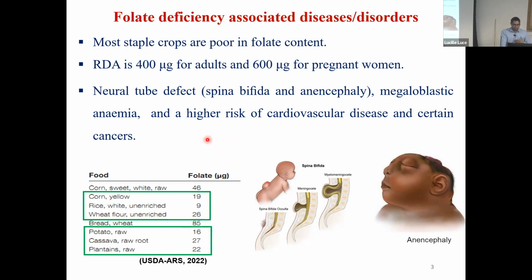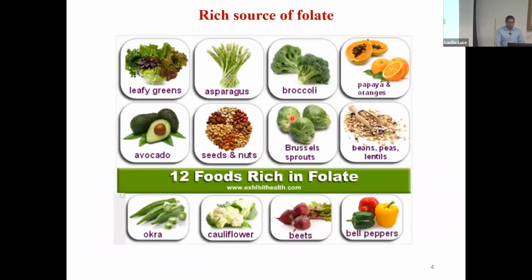Folate deficiency can cause neurological defects, which include spina bifida, where the spinal cord and spine do not close properly, and anencephaly, where part of the brain is not developed properly. It also causes megaloblastic anemia and a higher risk of cardiovascular disease and certain types of cancer. Rich sources of folate include green leafy vegetables, asparagus, broccoli, and fermented food products.